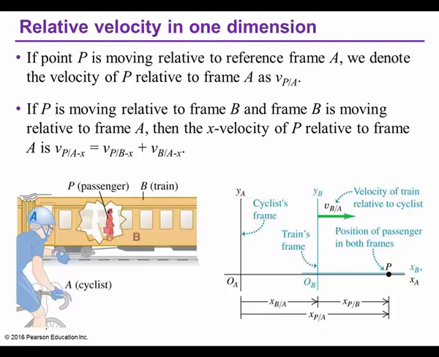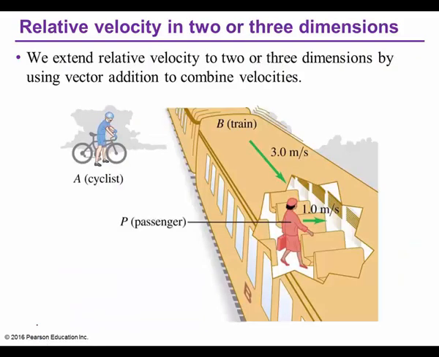Now on page 89, they talk about how we extend relative velocity to 2 or 3 dimensions by using vector addition. Notice the train is moving this way, and the boy's sitting here still. The passenger looks like they're moving 1 meter per second. So how fast is the passenger going to appear to be moving compared to the boy? Then we could turn it right around and ask how fast the boy is moving compared to the passenger. You can turn it around either way.